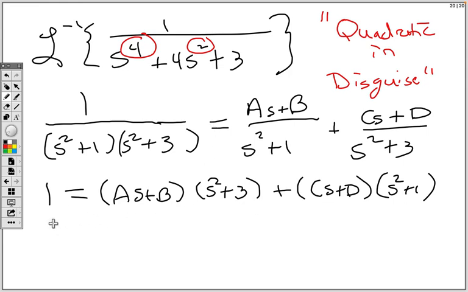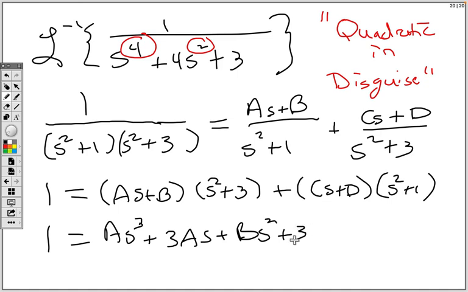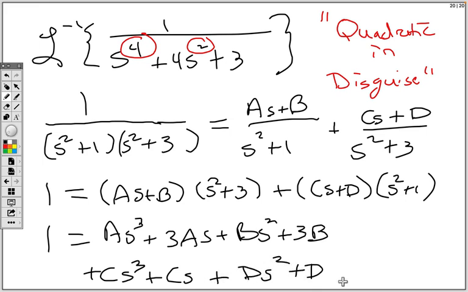So to do that, let's go ahead and write out what we would get here. We would have an as cubed plus a 3as plus a bs squared plus a 3b plus a cs cubed plus a cs plus a ds squared plus a d. And so what we're going to do is take advantage of linear independence of different powers of s, and we'll equate coefficients.